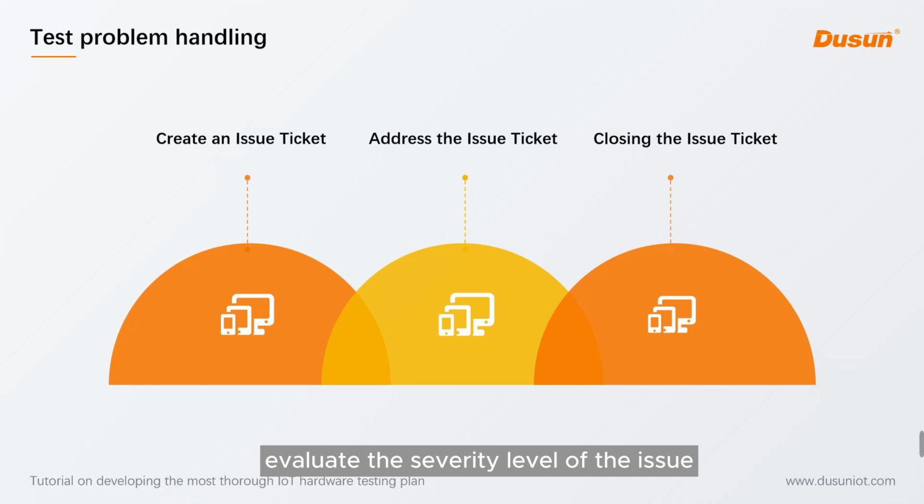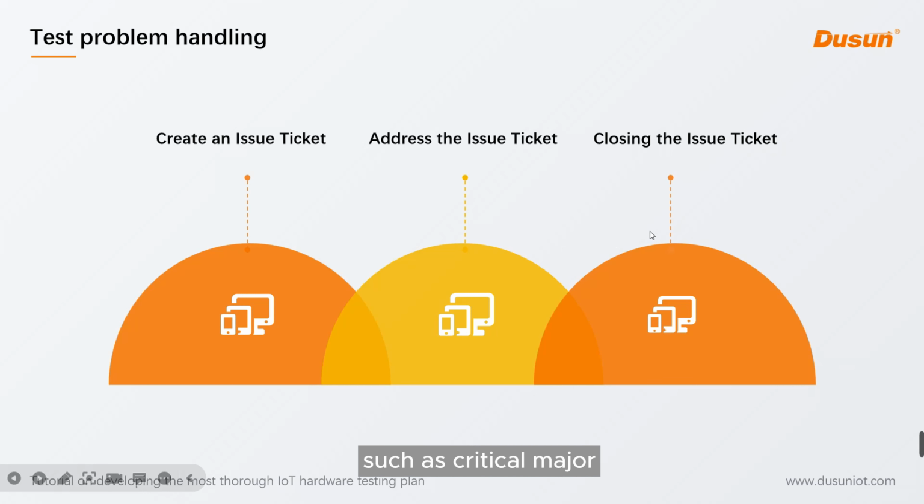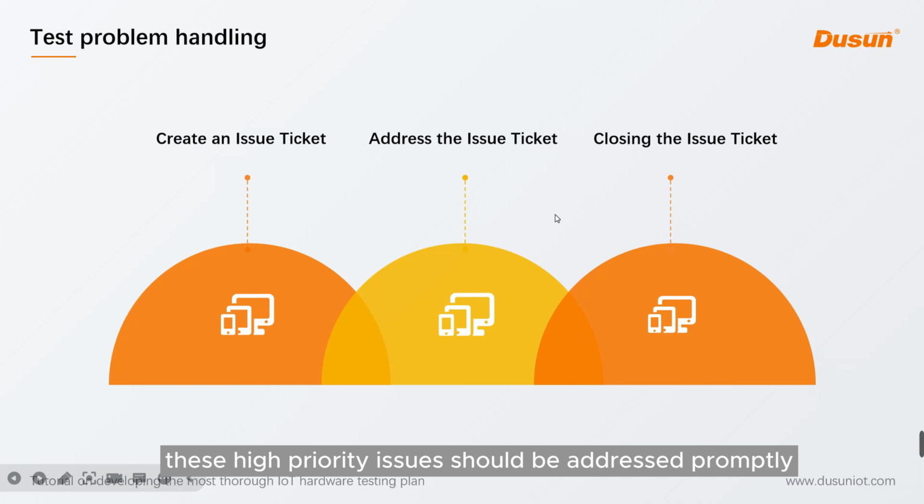Evaluate the severity level of the issue based on its impact and urgency. Assign appropriate severity levels such as critical, major, minor, or trivial. Critical issues may include things like system crashes. These high-priority issues should be addressed promptly.